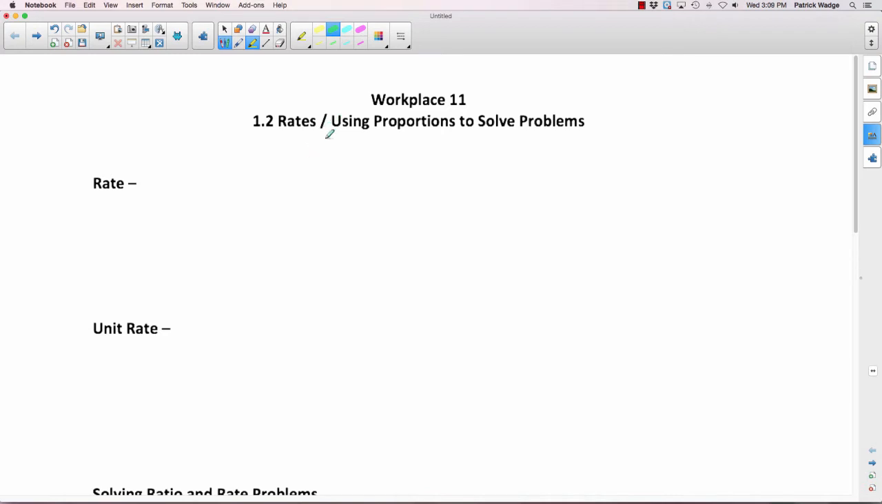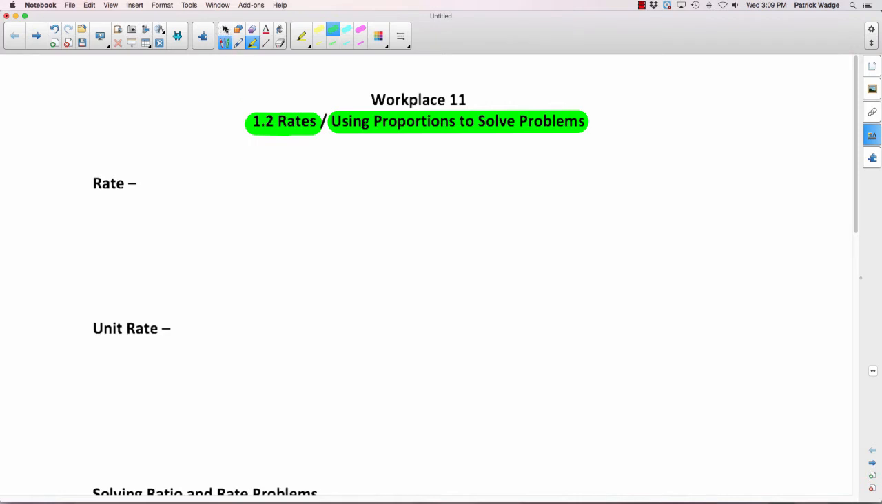We're going to do two things today. First of all, we're going to look at rates, and then we're going to use proportions. Remember we talked about proportions last lesson. We're going to use proportions to solve problems, including problems with rates. We're going to have problems with ratios and with rates.